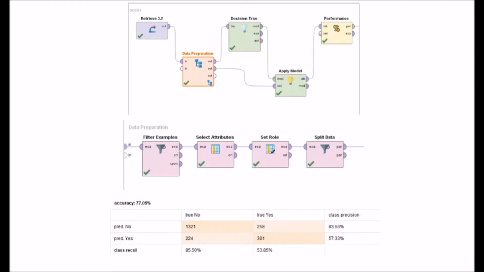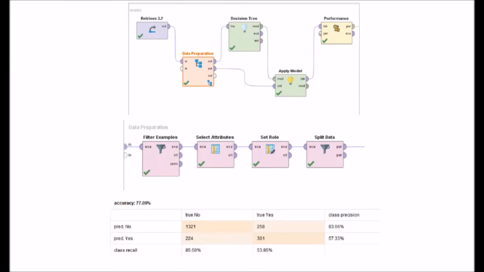For predicting loyal customers who are still with Singtel, the model was able to recall 85.5%, with 1,321 out of 1,545 cases. As for precision, the model was 83.66% precise as it accurately predicted 1,321 out of 1,579 cases.